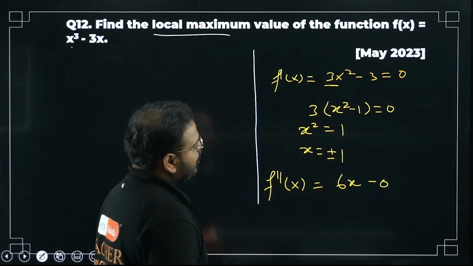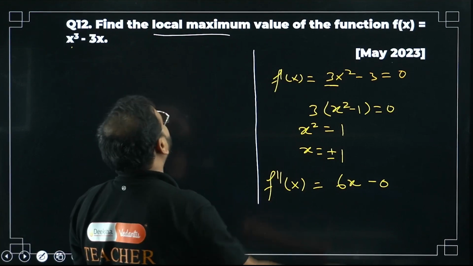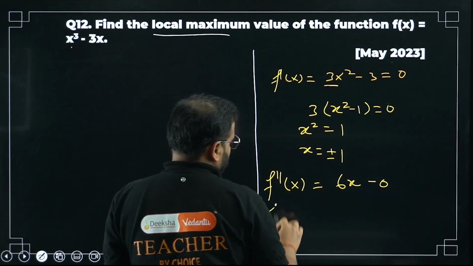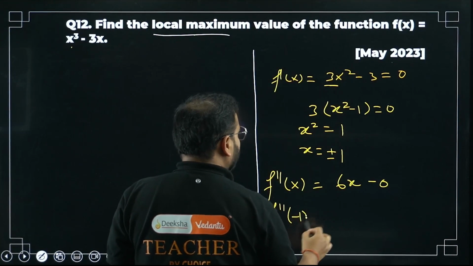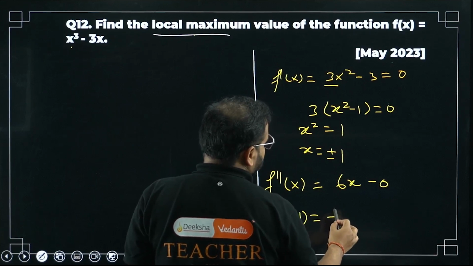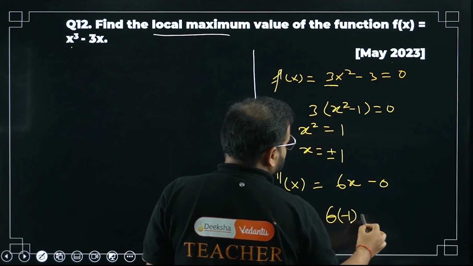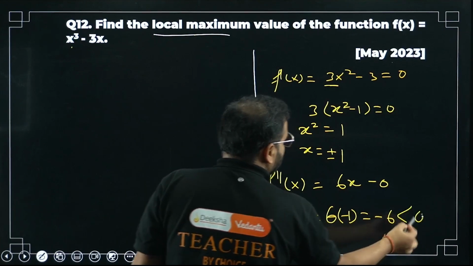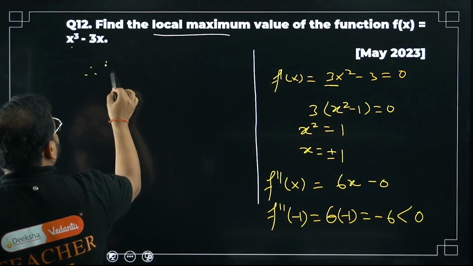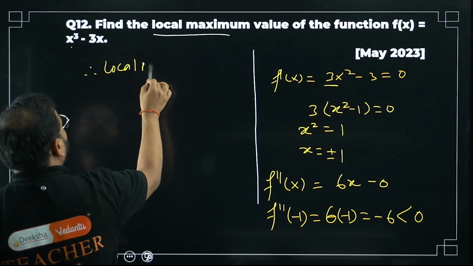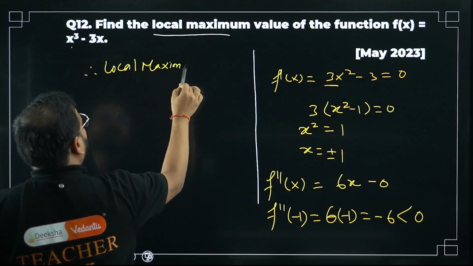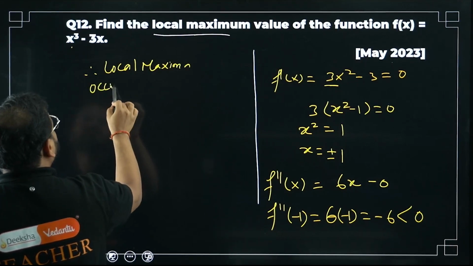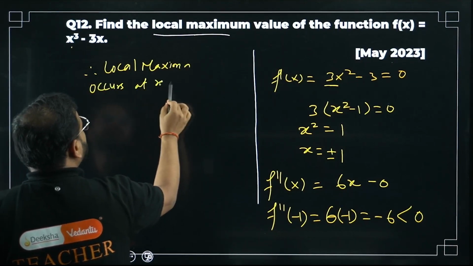Put x as 1, positive. We are looking for local maxima, right? So put f double dash of minus 1. How much is that? 6 times of minus 1, simply minus 6, which is less than 0. It means local maxima. Therefore, local maxima occurs at x equals minus 1.